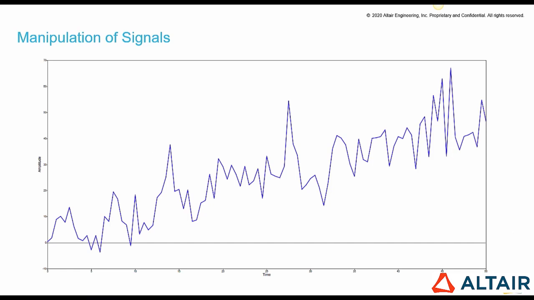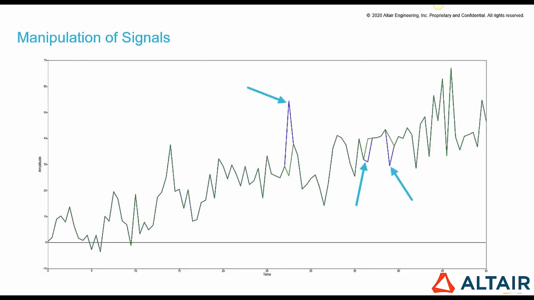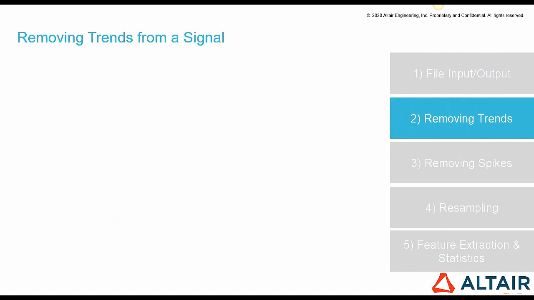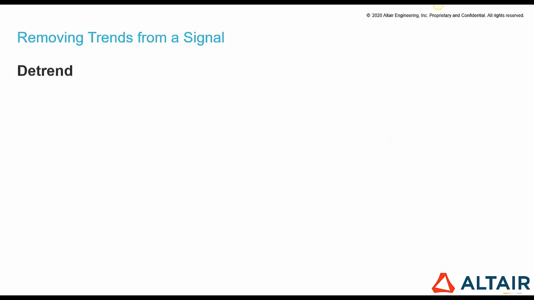Data acquisition in real conditions may face obstacles that create disturbances, like trends or spurious spikes. So this noise should be removed to reflect the true behavior of the system. So now let's talk a bit about removing trends from a signal. So the trend in a signal is the same as removing a trend from a time series.